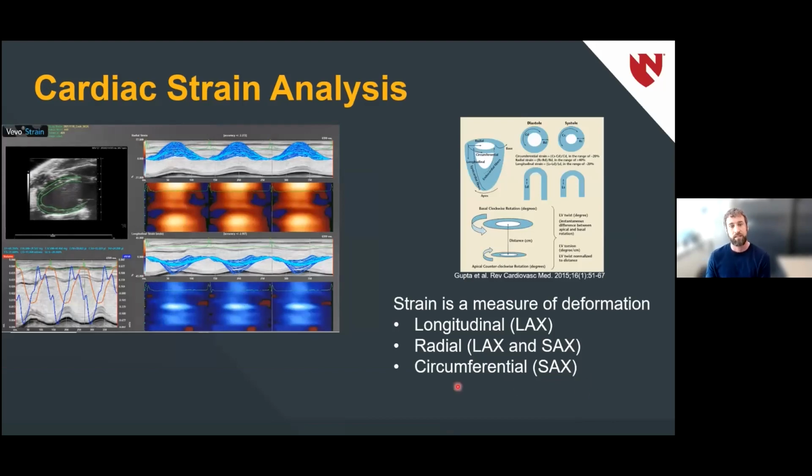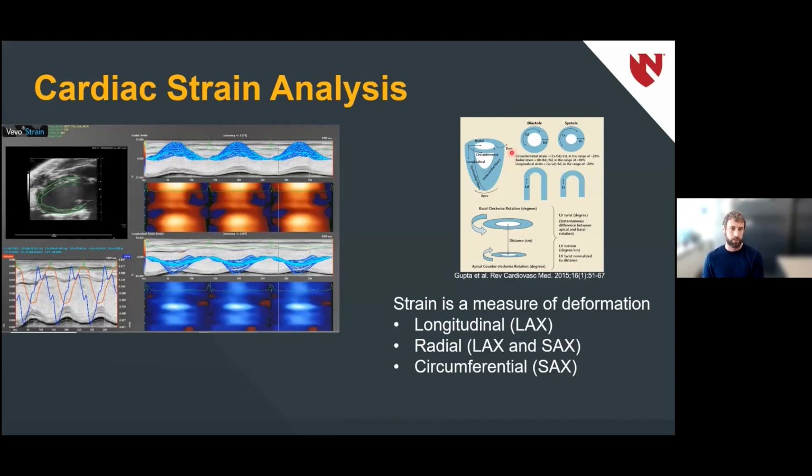So in order to zoom in and look at where this dysfunction is occurring, we also have the ability to use cardiac strain analysis. Cardiac strain analysis is a software package that VisualSonics has, where we can use speckle tracking to look at how the wall changes throughout the cardiac cycle. In the longitudinal or long axis image, we can measure radial strain, which is seen on the top, and longitudinal strain, which is seen on the bottom. Strain is just a measure of deformation, or how that wall is moving.